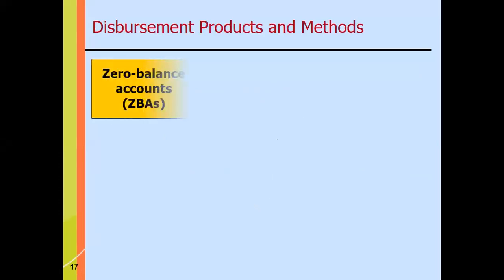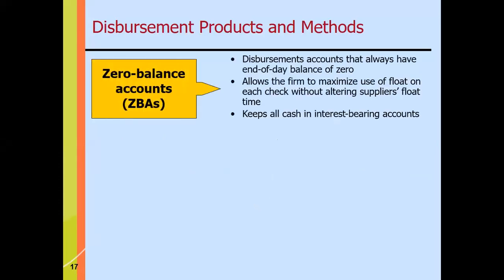Now, another topic would be on the disbursement products and methods. So we have ways of making sure that we pay on time as the debt or financial obligations become due, and making sure that we are able also to maximize the float. One of those is ZBAs, which stands for zero balance accounts. These are disbursement accounts that always have an end of day balance of zero, which allows the firm to maximize use of float on each check without altering suppliers' float time.